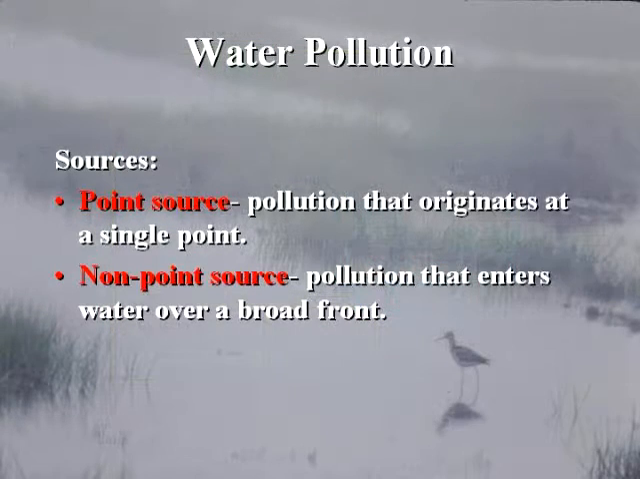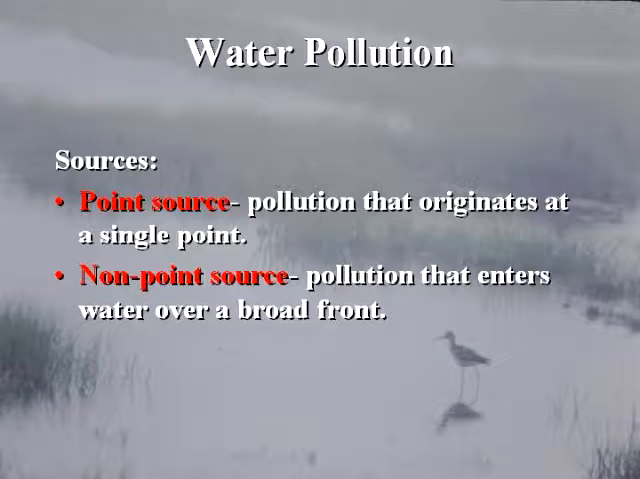Let's start out with some definitions. We can talk about sources of water pollution being of two principal types. Point sources are materials that enter waterways from a single spot, like a pipe coming out of a factory or something like that. Whereas non-point sources are sources of pollution that enter waterways across a broader front.